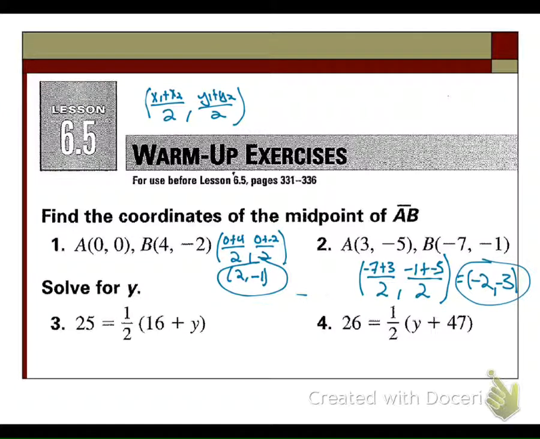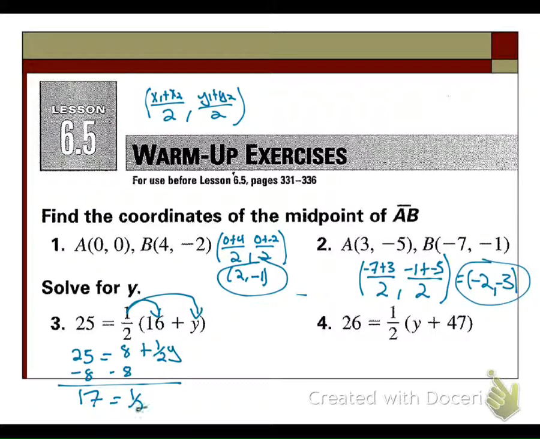Okay, so we end up with 25 equals, we have 1/2 times 16. What does that give me? 8 plus 1/2 times y. We're just going to leave it as 1/2 y. Okay, we got to get like terms together. How do we get like terms together? Subtract your 8 to the other side. What is 25 minus 8? 17.